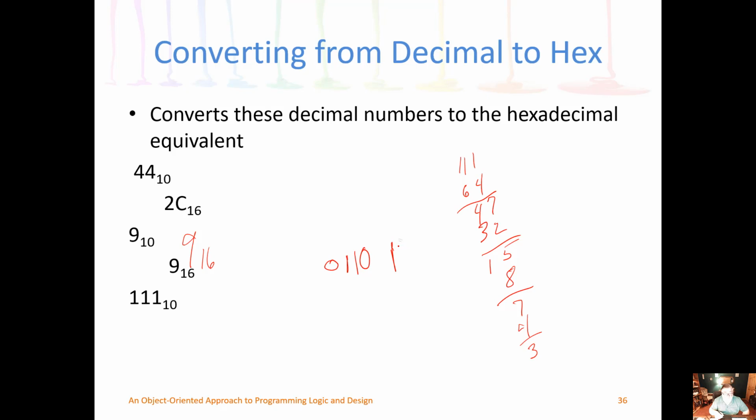Let's see. Did I put the 4 there? 8. Oh, there's the 4. And now we have a 2, which is a 1, and then a 1. So I got 0, 1, 1, 0, 1, 1, 1, 1. Well, I know 0, 1, 1, 0 is a 6, and 1, 1, 1, 1 is an F. So this will be 6F. There we go.